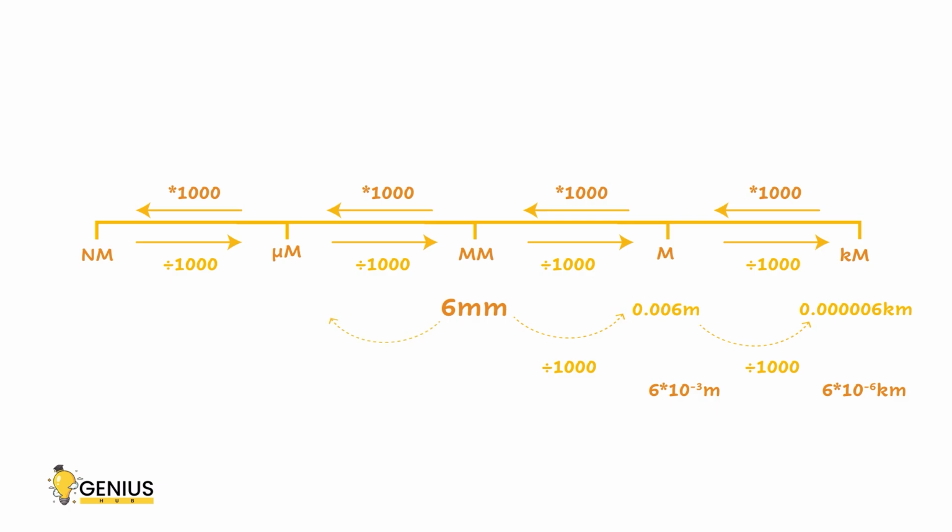Converting 6 millimeters to micrometers, multiply 6 by 1,000 to get 6,000 micrometers, or 6 times 10 cubed micrometers. For nanometers, multiply again by 1,000, this results in 6 million nanometers, or 6 times 10 to the power of 6 nm.